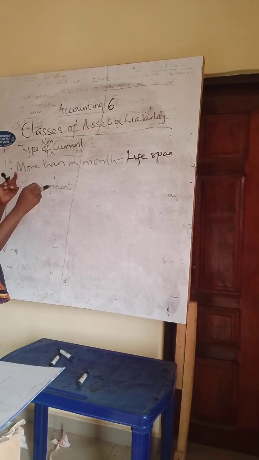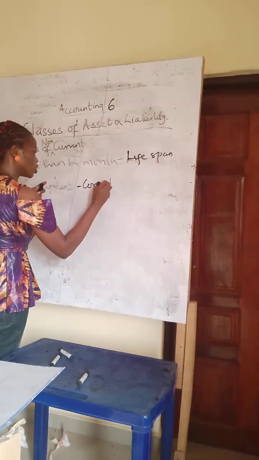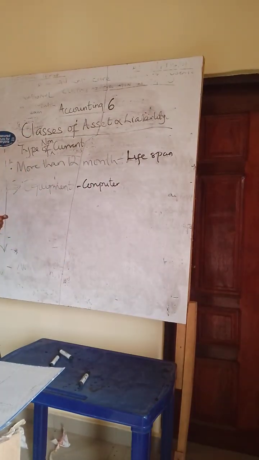So they have a lifespan of more than 12 months. Examples are equipment, things like a computer, the computer you use in your office. A computer lasts for more than 12 months. If you buy a good computer, it has a lifespan of more than 12 months. Are we together? Another very good example of non-current assets is your building.